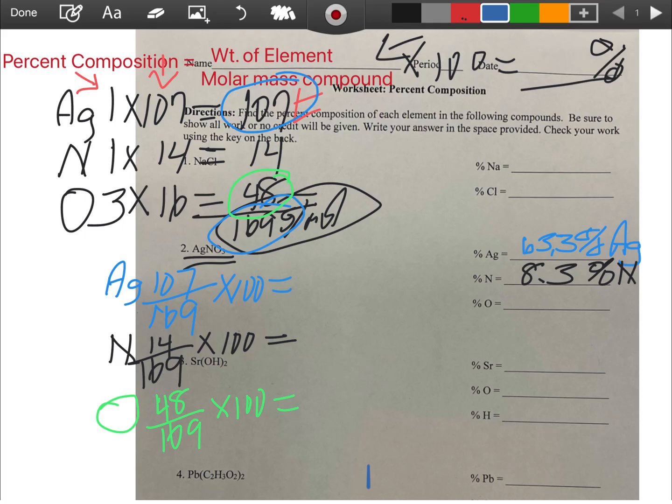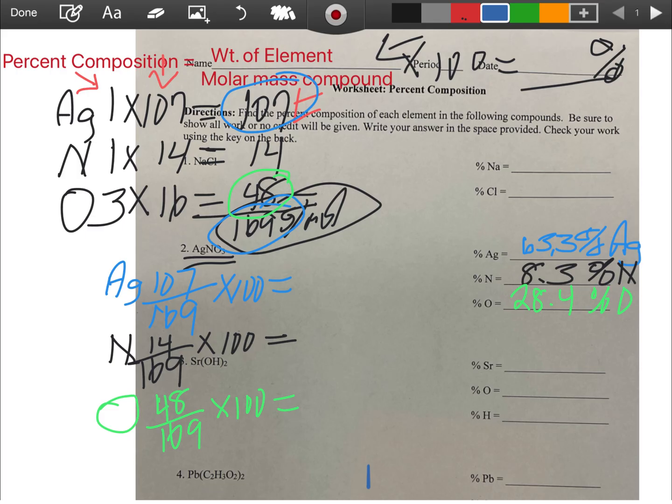Okay, so 48 goes first, divided by 169, equals, times 100. What is my percent for oxygen? 28.4. Don't forget to leave one number after the decimal. So 28.4% of oxygen is your total percent for that particular element.